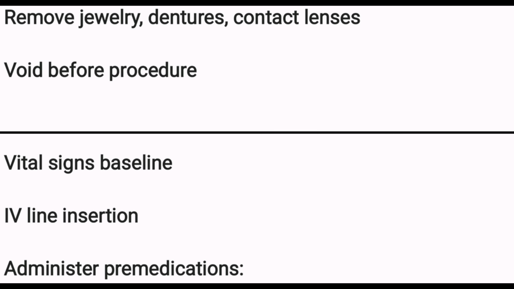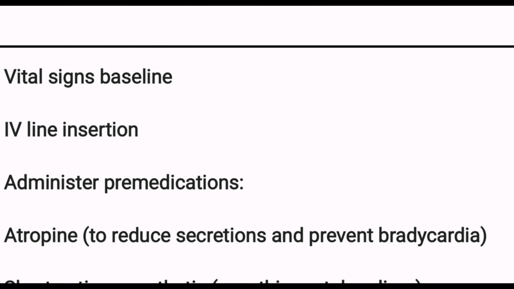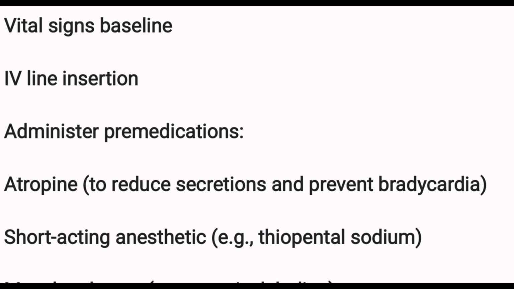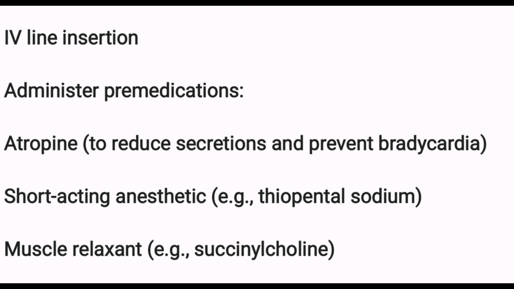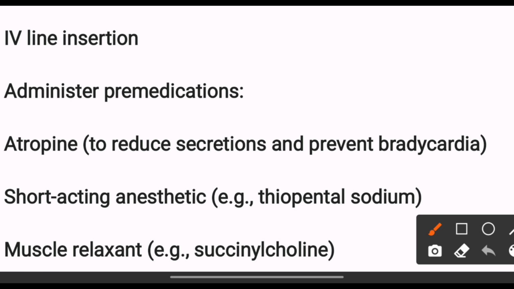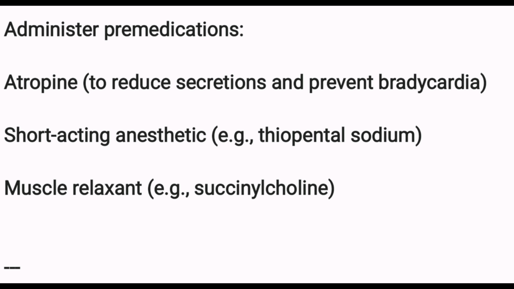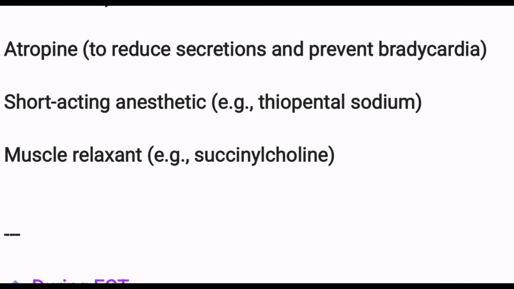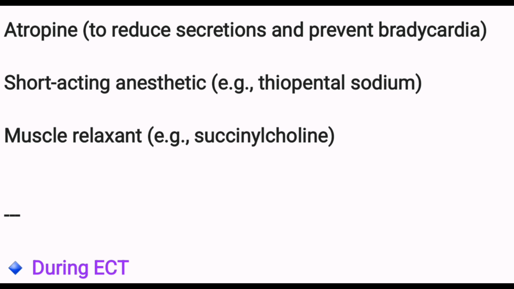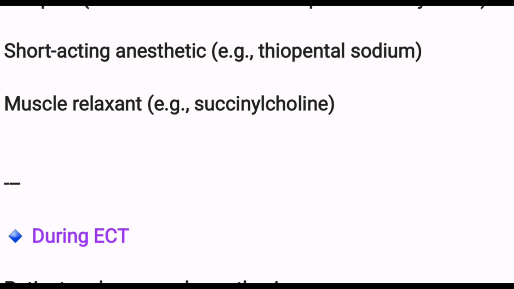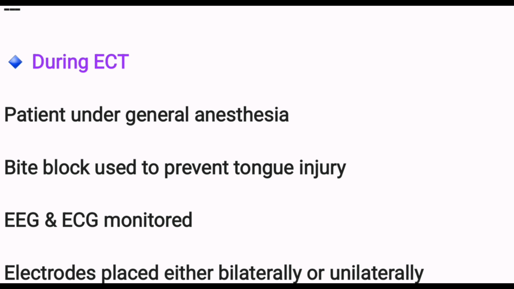Check baseline vital signs, insert the IV line, and administer pre-medications like atropine. Why are we using atropine? To reduce the secretions and prevent bradycardia. Short-acting anesthetic, for example thiopental sodium, and muscle relaxant, succinylcholine.